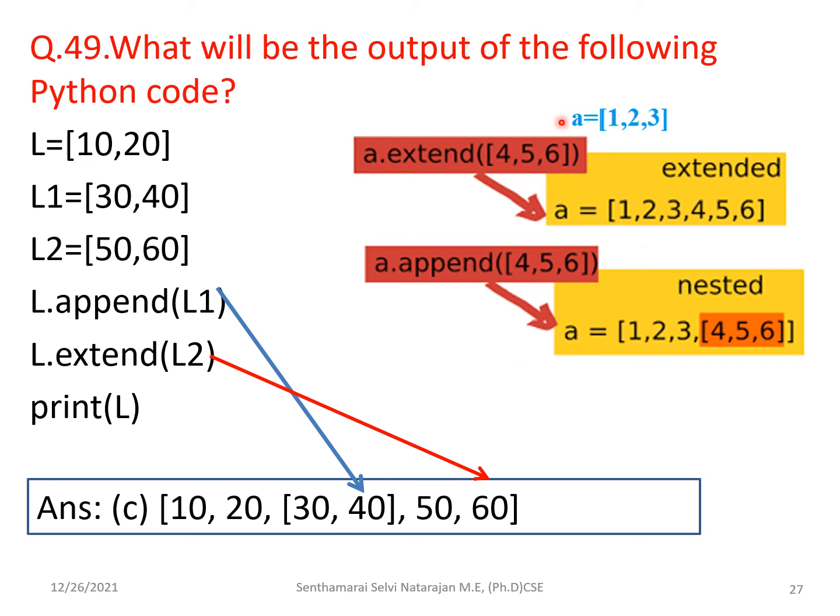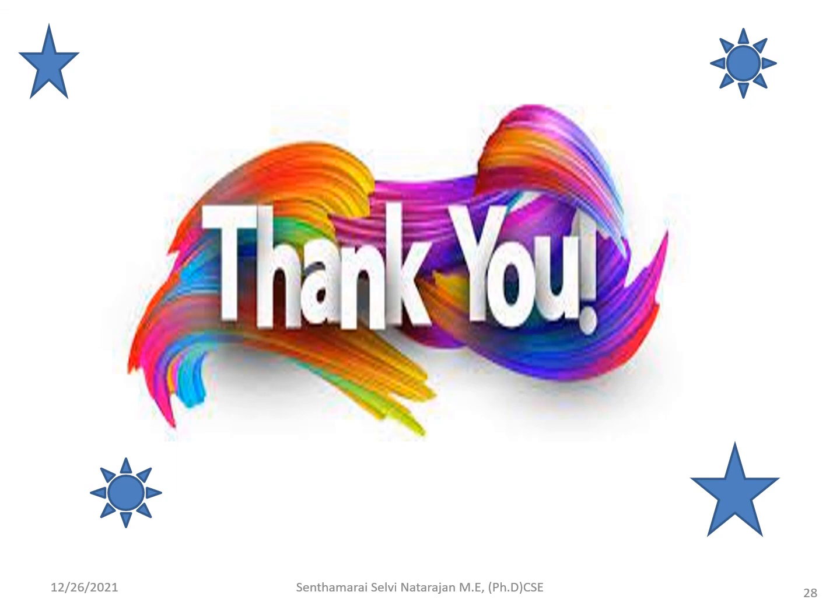You see, if the array is having 1 2 3, extend of A with 4 5 6 will just add the elements in the same list. Here, append will add an entire list. Extend adds only the elements, while append adds it in list form. This is the difference between append and extend. So with this I am completing the last question of section B.